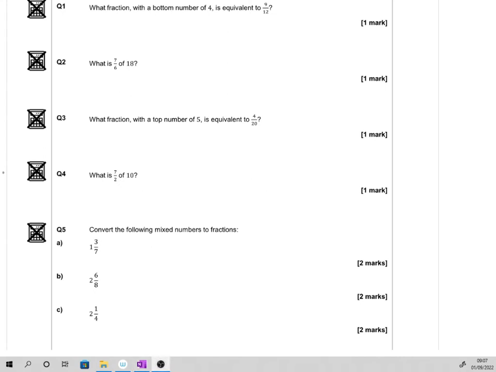Hello, this one's fractions, worksheet on fractions. So pause, have a go, and then see what we get together. This is quite a long one, this one.